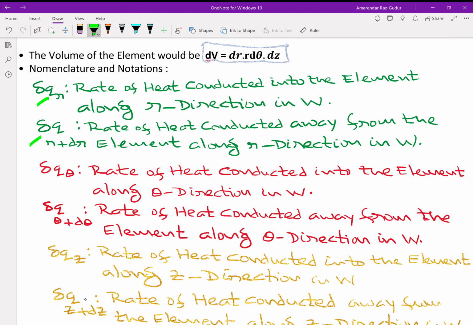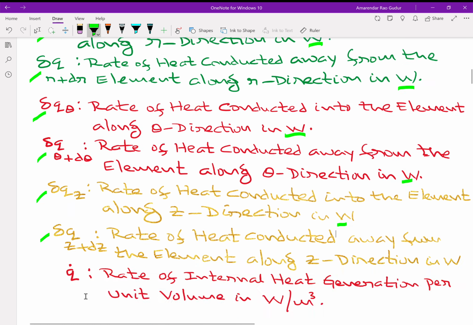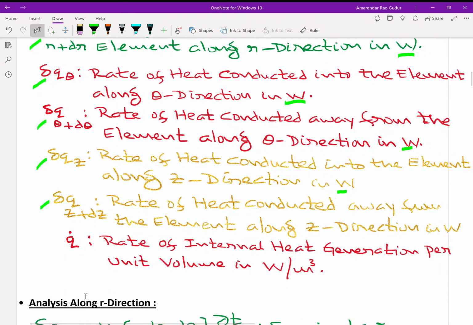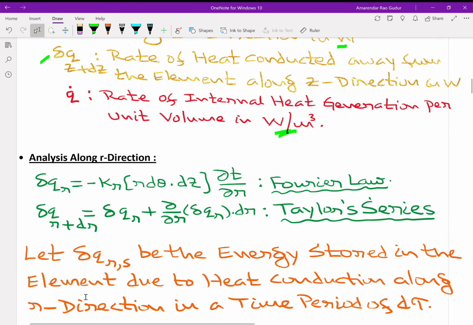And this nomenclature is very much elaborated over here. Del qr plus dr, del q theta plus d theta, del qz plus dz, all of them having common units of power, that is watts. Then q dot is the rate of internal heat generation per unit volume of the element at a rate of watts per meter cube. Now we perform the analysis along r direction to begin with.